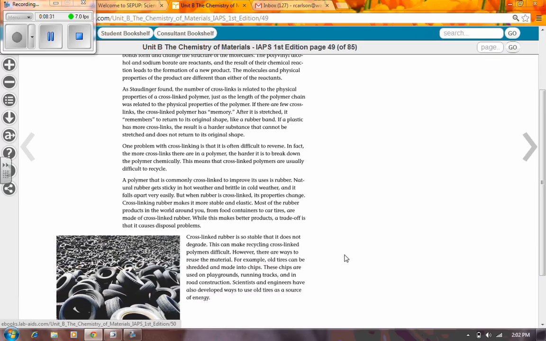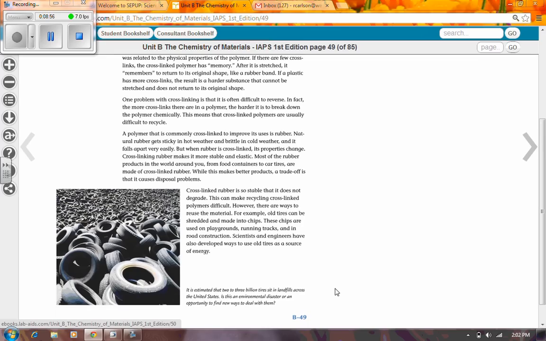Cross-linked rubber is also stable, that is, not able to degrade. This can make recycling cross-linked polymers difficult. However, there are ways to reuse the material. For example, old tires can be shredded and made into chips. These chips are used on playgrounds, running tracks, and in road construction. Scientists and engineers have developed ways to use old tires as a source of energy. It's estimated that 2 to 3 billion tires sit in landfills across the United States. This is an environmental disaster or an opportunity to find new ways to deal with them.